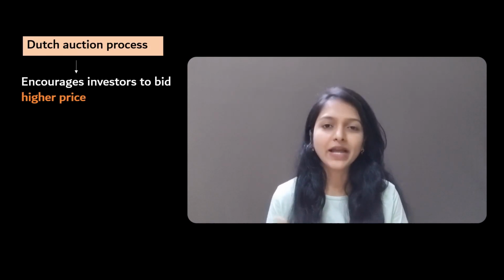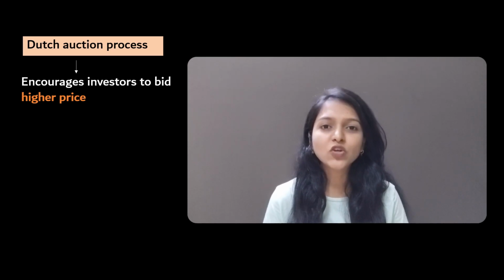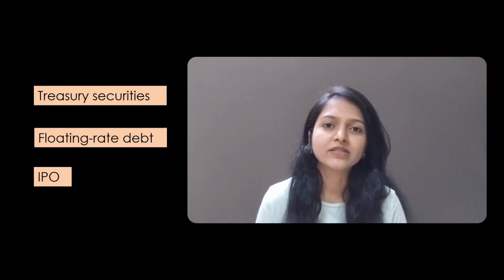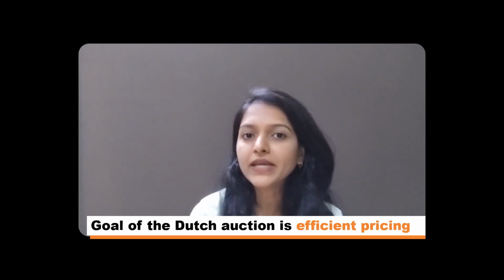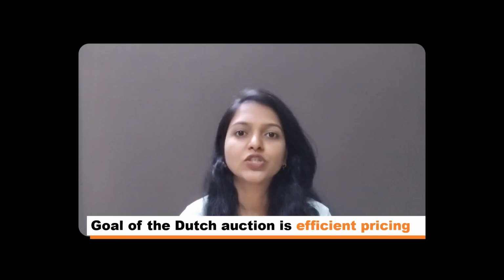The auction process is designed in such a way that it encourages investors to bid higher prices and raises the proceeds of the IPO. The Dutch auction can be used to sell treasury securities, floating rate debts, IPOs, and other securities. The goal of the Dutch auction is efficient pricing for both the company and the investors. So let's understand the steps involved in the Dutch auction process.